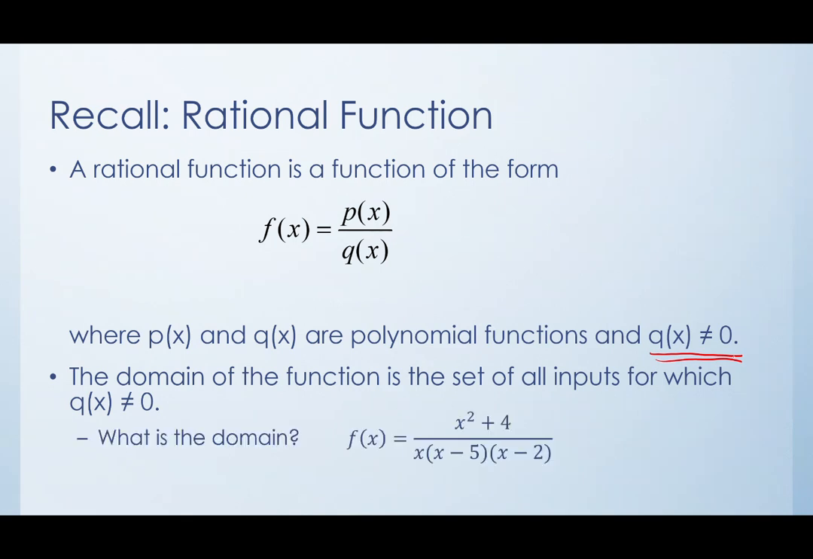So for instance, we have f of x equals x squared plus 4 over x times x minus 4 times x minus 2. And we know from what we've talked about with polynomials that if any one of those factors in the denominator is equal to 0, then the whole denominator will be equal to 0. So we've got to exclude x equals 0, we've got to exclude x equals 4, and we've got to exclude x equals 2. So our domain will be everything but those three values.